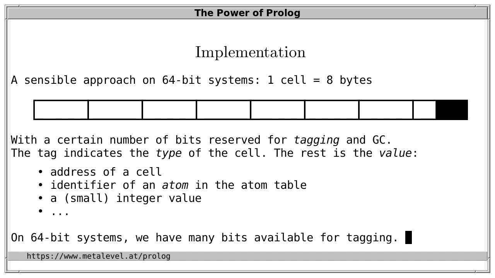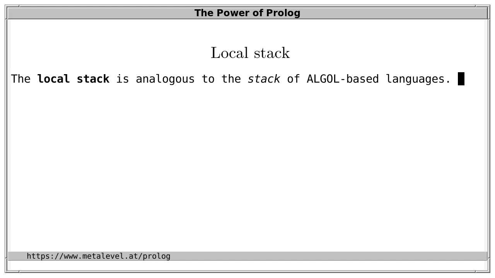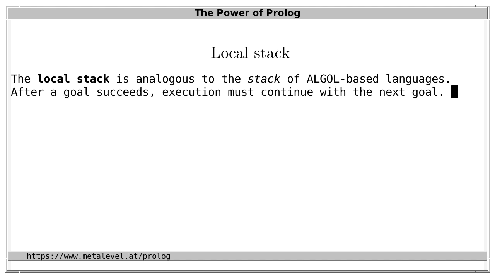So let's turn now from the global stack to the local stack. And the local stack is analogous to what Algol-based languages like Pascal and C call the stack. Because when Prolog proves one goal after the other, then it must remember where to resume execution when it returns, so to speak, from proving a goal. For example, suppose we have a predicate P of x which holds if some other predicate A of x holds and B of x holds and C of x holds, okay?